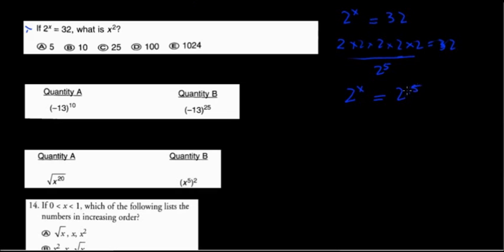Okay, so now once you have the bases the same, then the powers also have to be equal. So x has to equal 5. And since they are asking for x squared, 5 squared is 25, so C is the right answer.